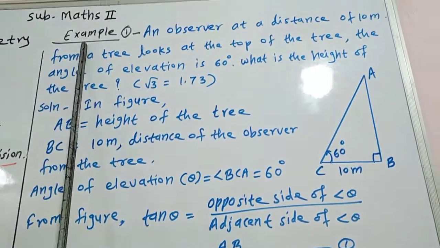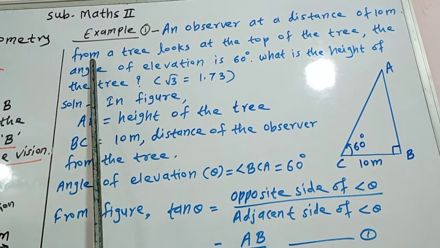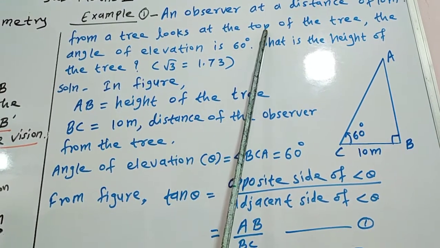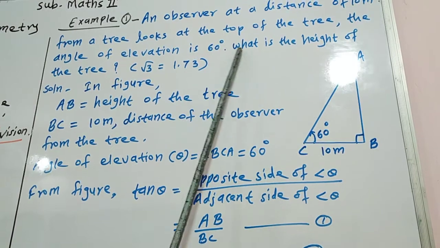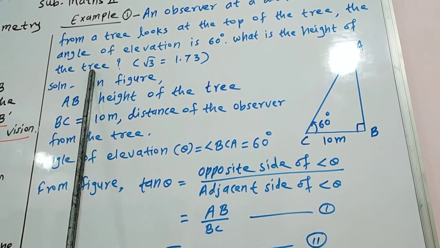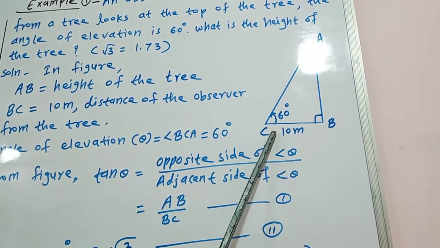Now example number 1. An observer at a distance of 10 meter from a tree looks at the top of the tree. The angle of elevation is 60 degree. What is the height of the tree? Root 3 equal to 1.73. First we will draw the figure here.